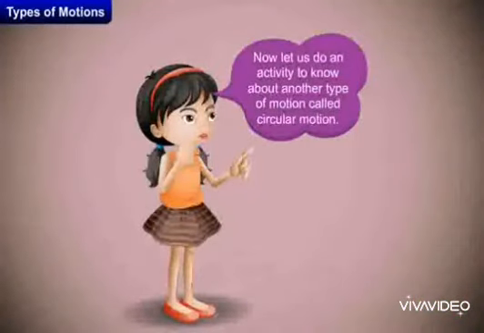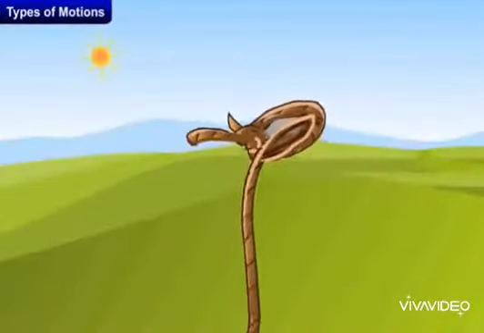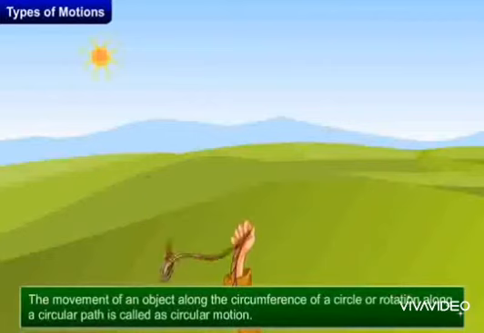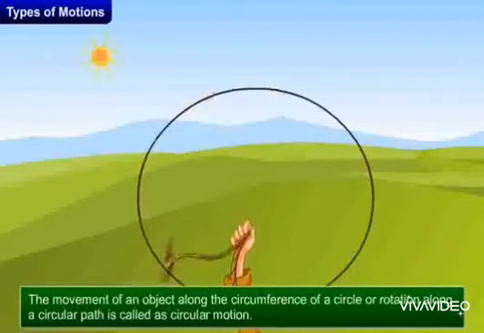Now let's do an activity to know about another type of motion called circular motion. Take a stone, tie a thread to it and whirl it with your hand. Observe the motion of the stone. We see the stone moves in a circular path. In this motion, the distance from the hand remains the same. Movement of an object along the circumference of a circle, rotating along a circular path, is called circular motion.